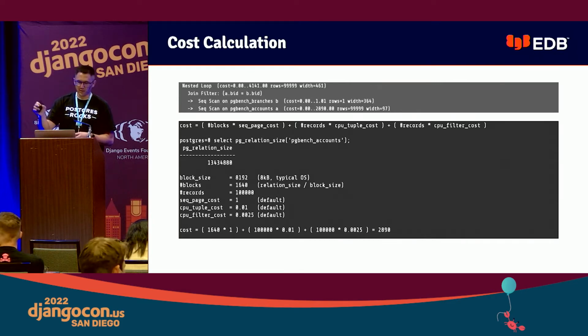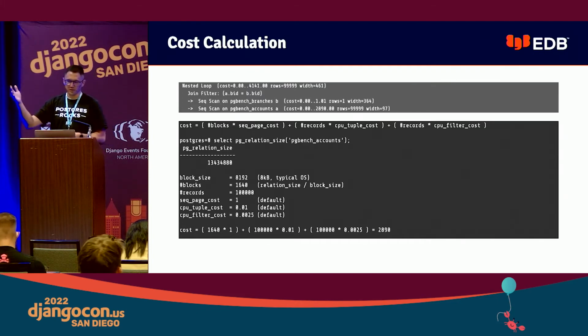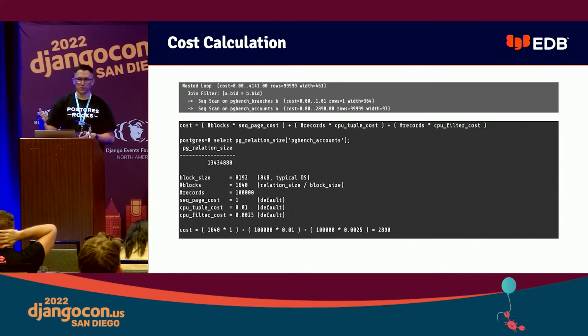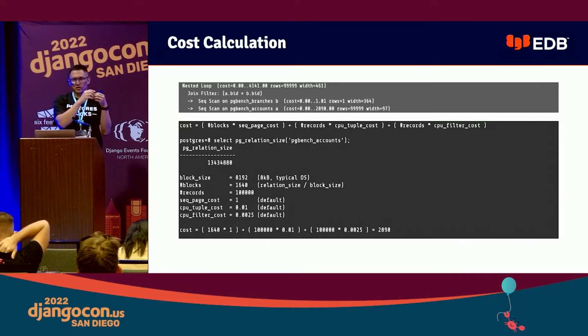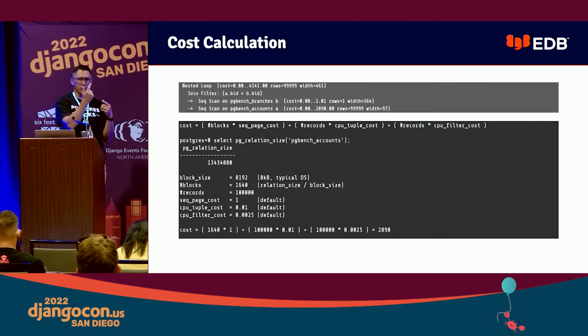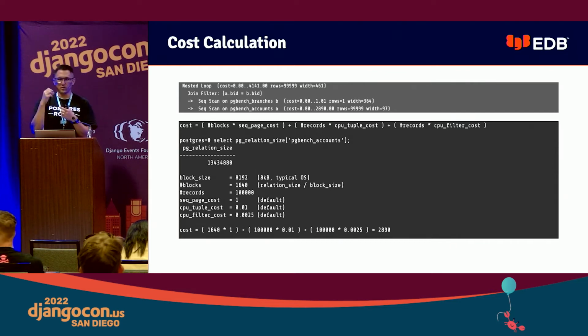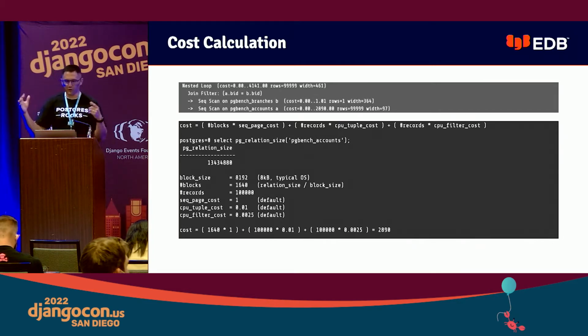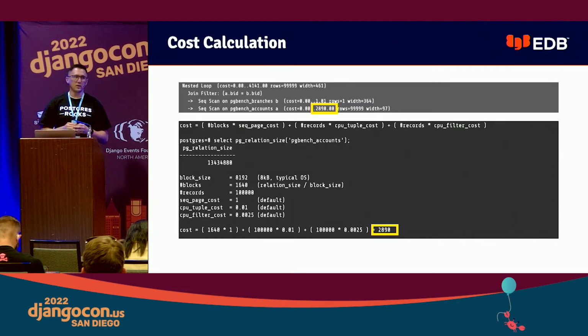The second set of parentheses is the number of records. I know there's 100,000 records, and then I multiply that by the CPU tuple cost. And then the third set of parentheses is the number of records times the CPU filter cost. CPU tuple cost is the amount of cost we have decided that it takes for the CPU to process one row. And CPU filter cost is the amount of cost that it takes for the CPU to decide whether I should filter this row out or not. And you add that all together, you're going to get 2890, just like you saw in the explain output. So hopefully that makes sense.